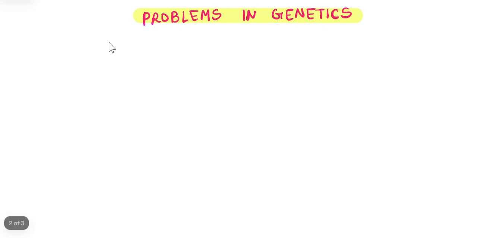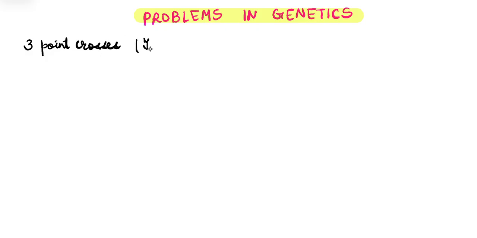Hello dear learners, in this video we are going to see and solve some problems in genetics, particularly the numerical problems which are popularly asked in the form of questions in genetics. So first of all, in this video I will talk about the 3-point crosses, which we popularly call tri-hybrid crosses.